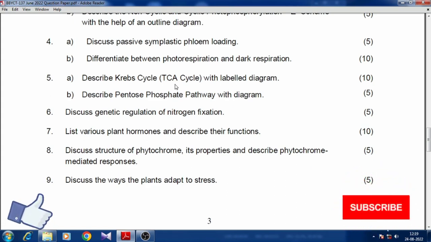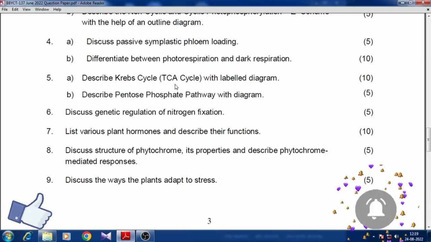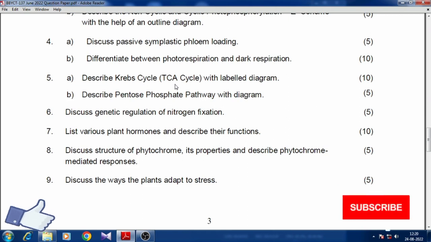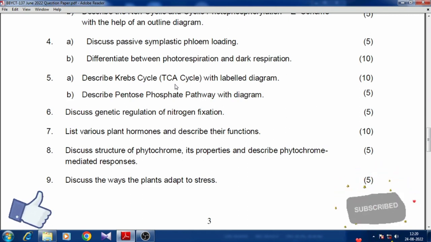Describe the Krebs cycle, TCA cycle, with a labeled diagram. Describe the pentose phosphate pathway with diagram. Discuss genetic regulation of nitrogen fixation.